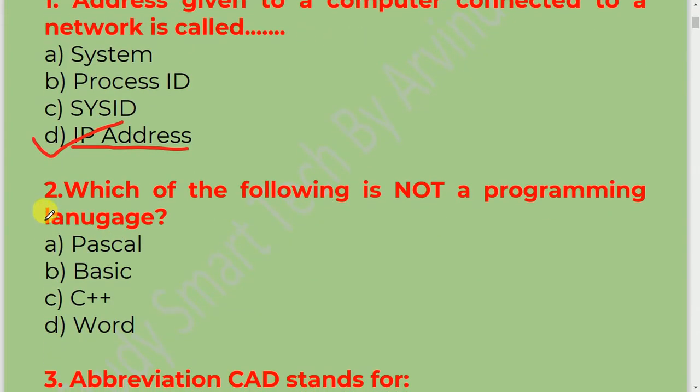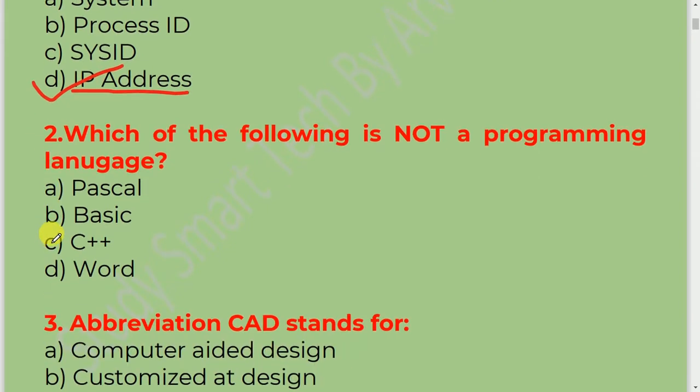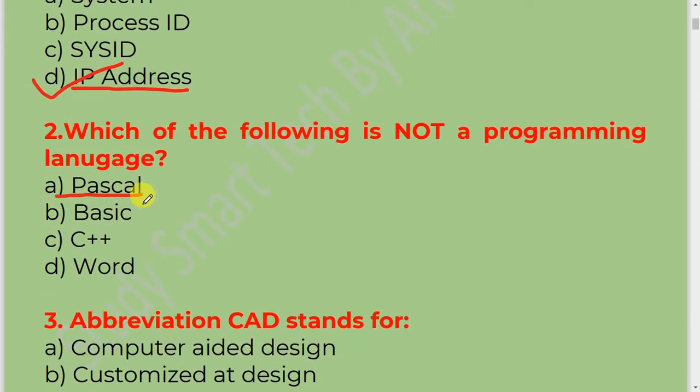Question number 2. Which of the following is not a programming language? Option A Pascal, B Basic, C C++, D Word. Correct answer is option D Word, because Pascal, Basic, C++ are programming languages, but Word is an application program.